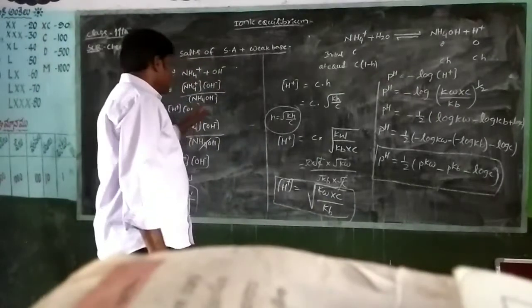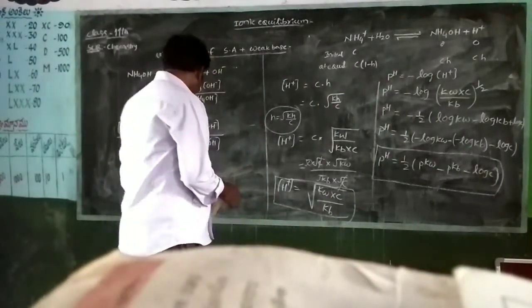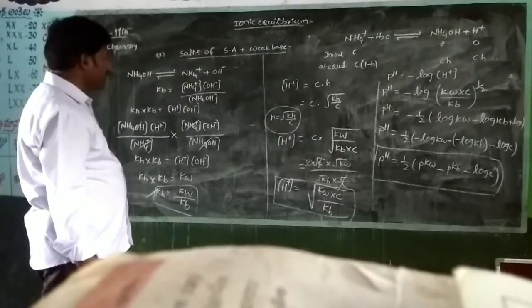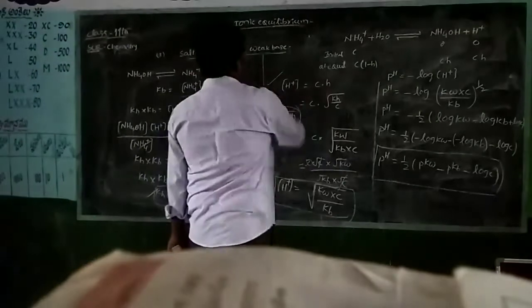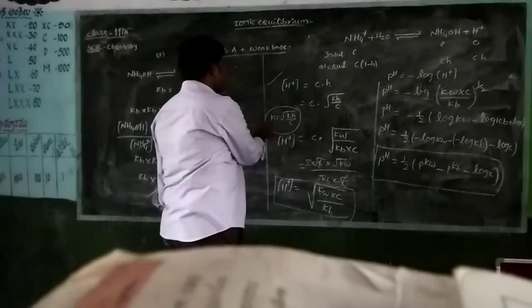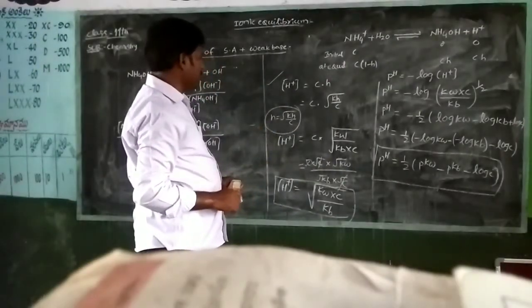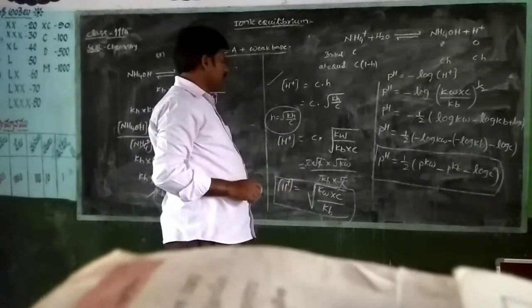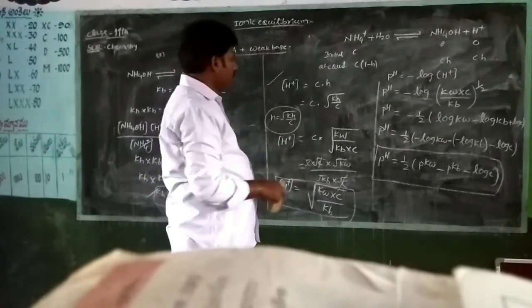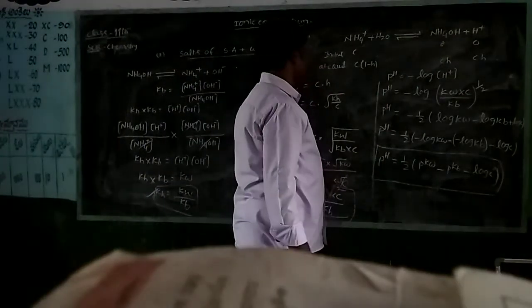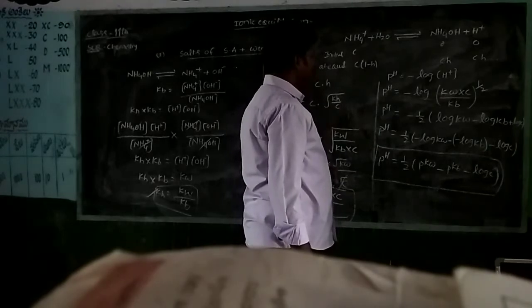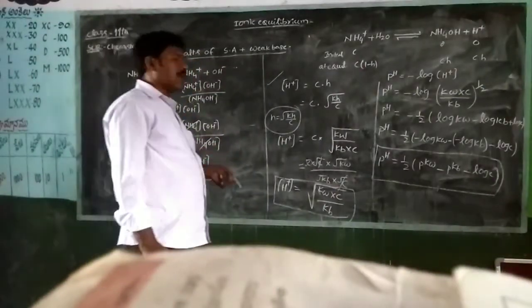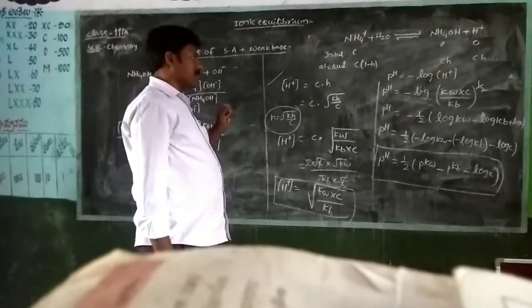Okay, the main concept: this is the KH. KH is the hydrolysis constant. KH is equal to KW by KB, and H plus concentration is equal to C h, where h means the degree of hydrolysis, root of KH by C. The H plus concentration is the root of KW into C by KB. pH is equal to half of pKW minus pKB minus log C. This is the explanation for salts of strong acid and weak base.